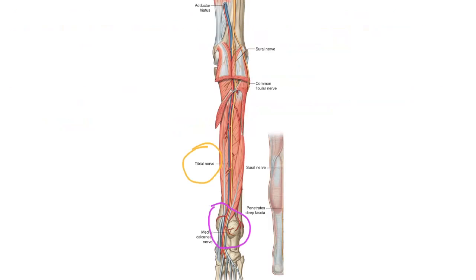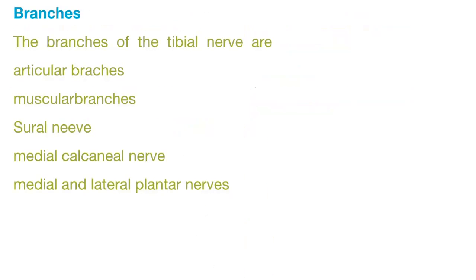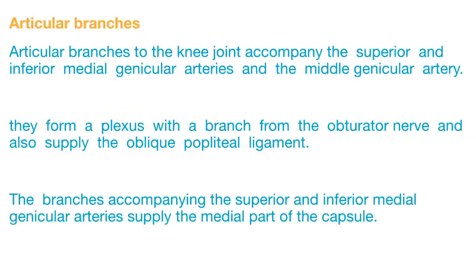Tarsal tunnel, right? You see how the gastrocnemius muscle and soleus are all there. So the branches are articular branches, muscular branches, sural nerve, medial calcaneal nerve, and medial and lateral plantar nerves. Articular branches supply the joint.